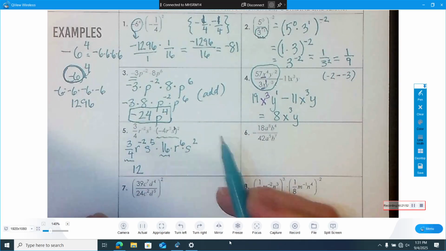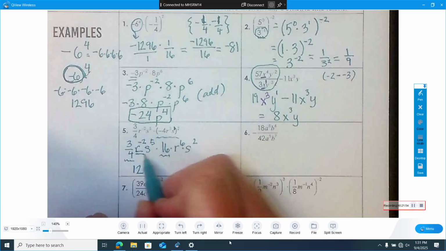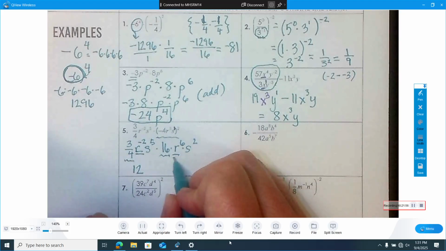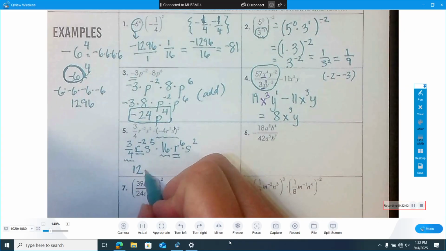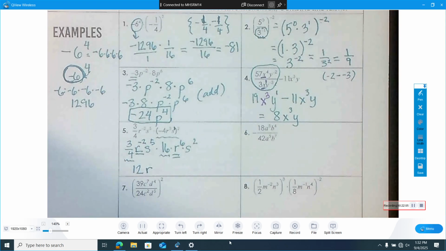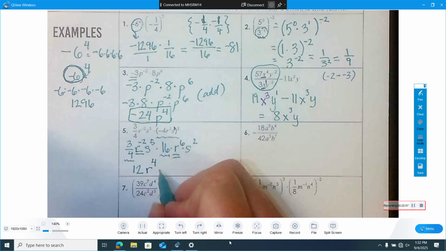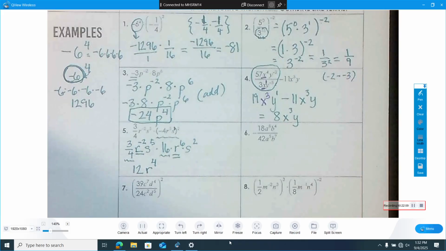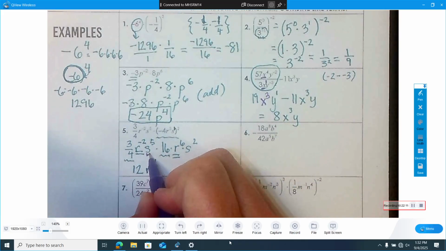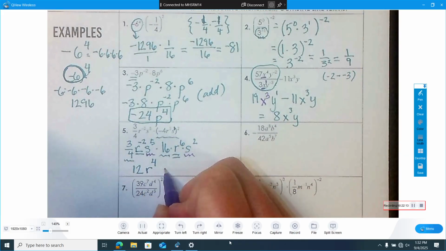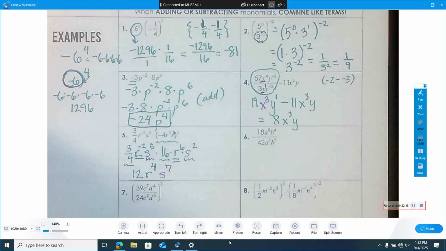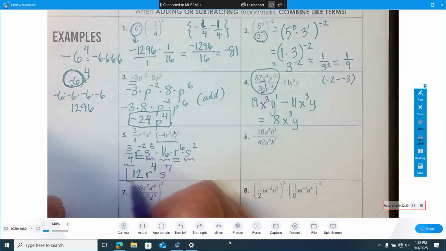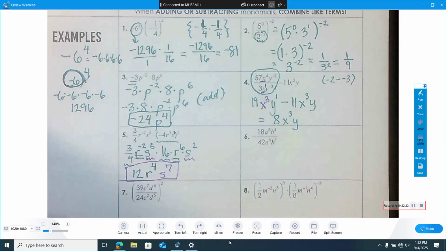Very good. Then we have r to the negative 2 times r to the 6th. They have the same base. What do you do with the exponents? Add them, so we get r to the 4. Good. And then s to the 7th. Yes. S to the 5th times s squared is s to the 7th. Very good. All right.